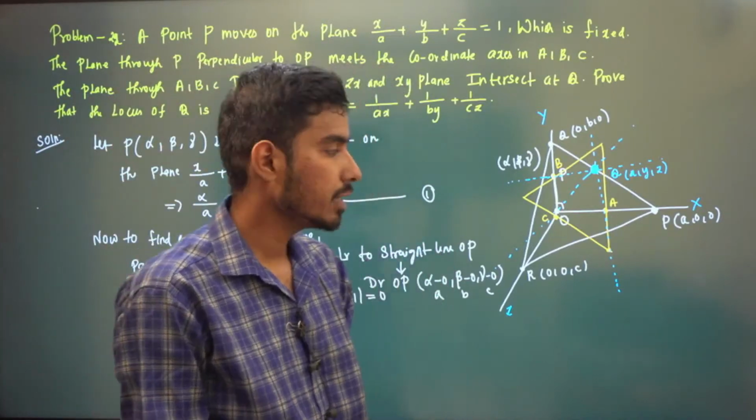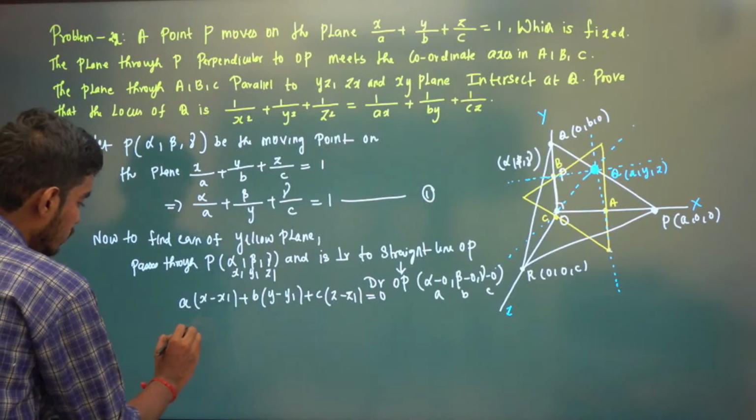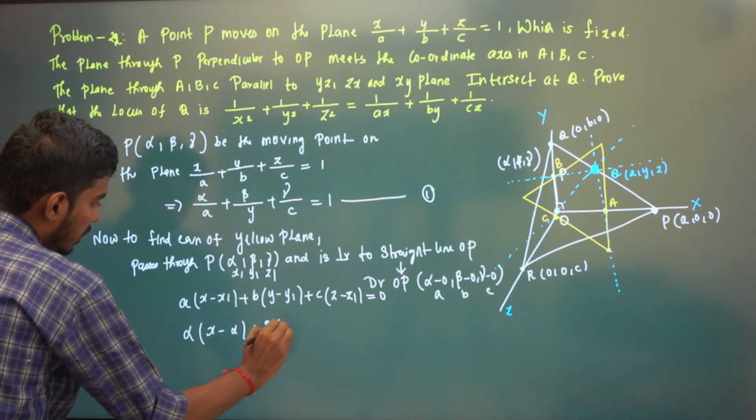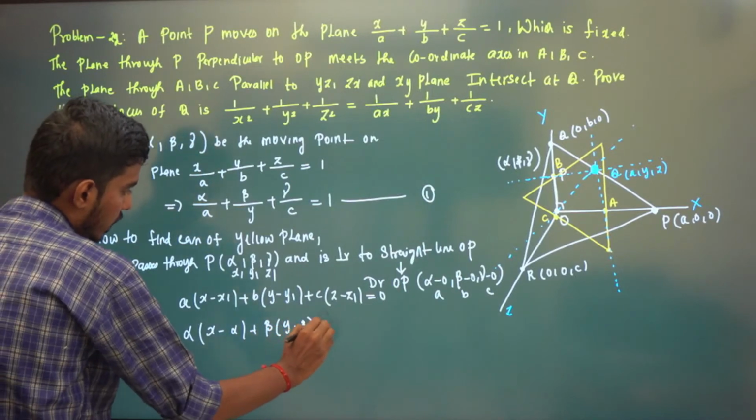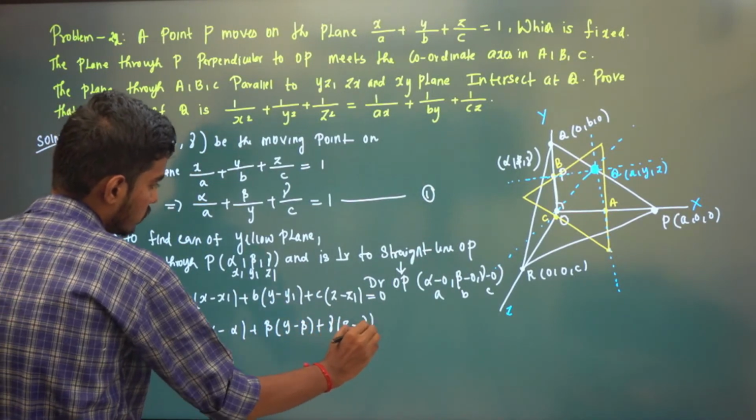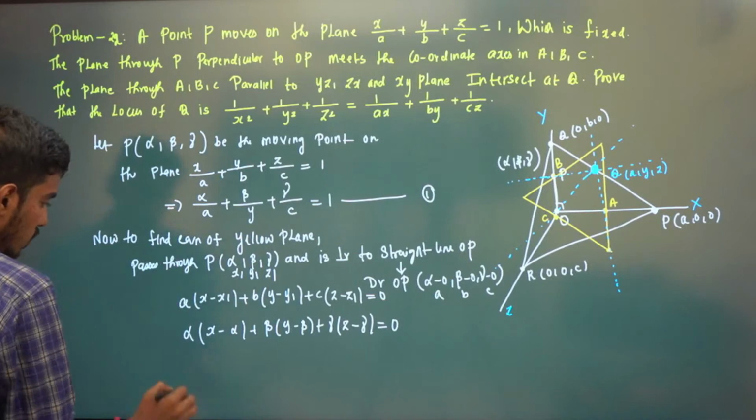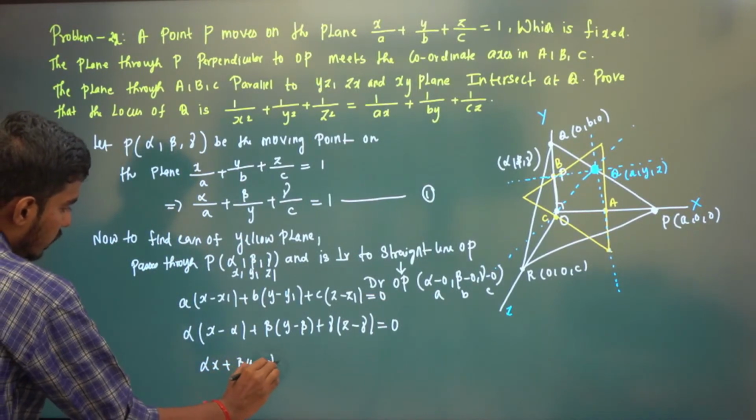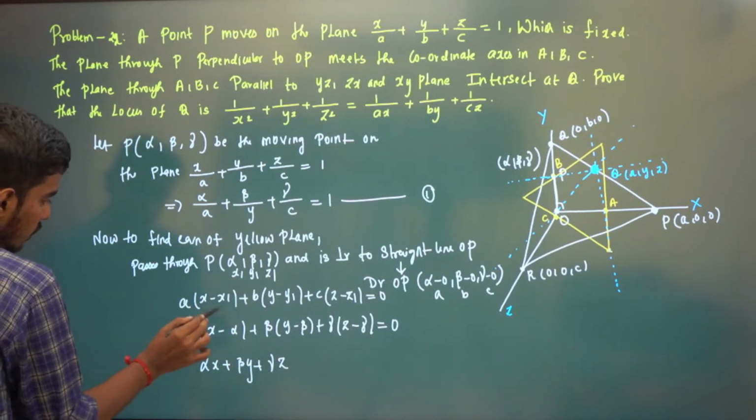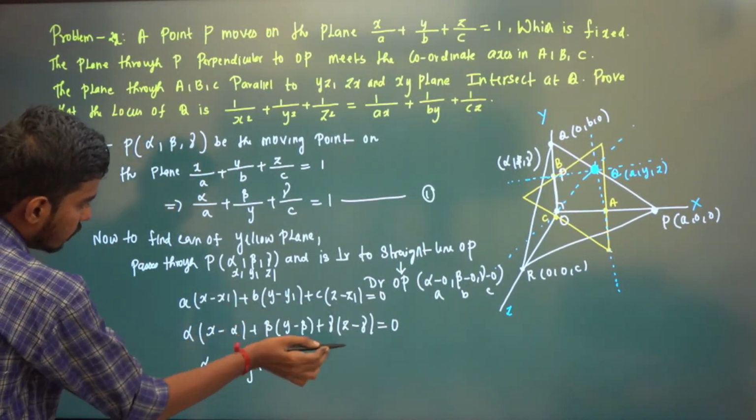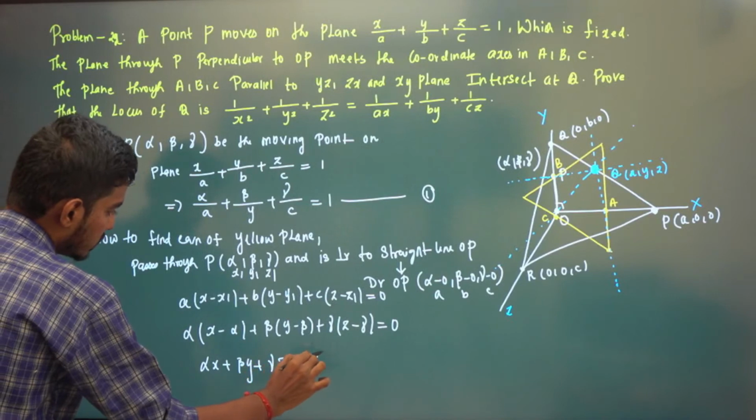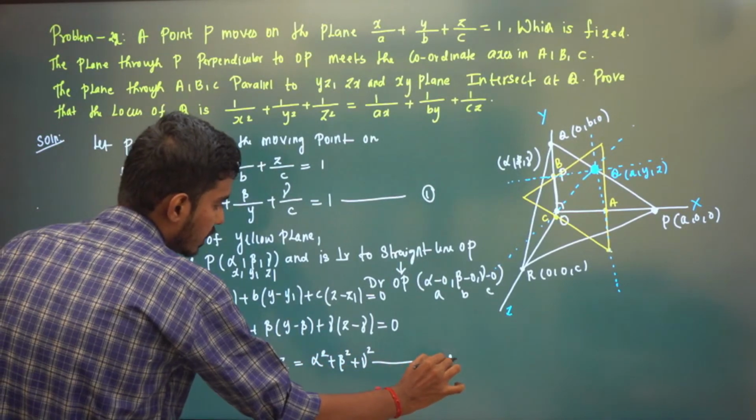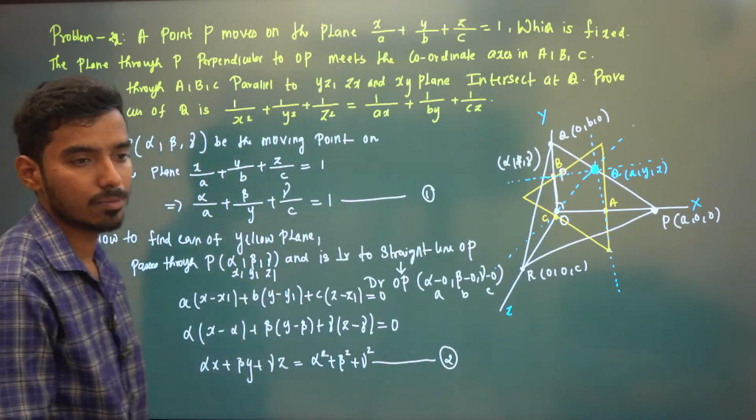ABC is also alpha, beta, gamma, right? Now substitute back here. So we have alpha into x minus alpha plus beta into y minus beta plus gamma into z minus gamma is equal to 0. So we have alpha x plus beta y plus gamma z, minus alpha square minus beta square minus gamma square. So take it to that side. So we have alpha square plus beta square plus gamma square. This is the equation of yellow plane. Is it clear up to now?